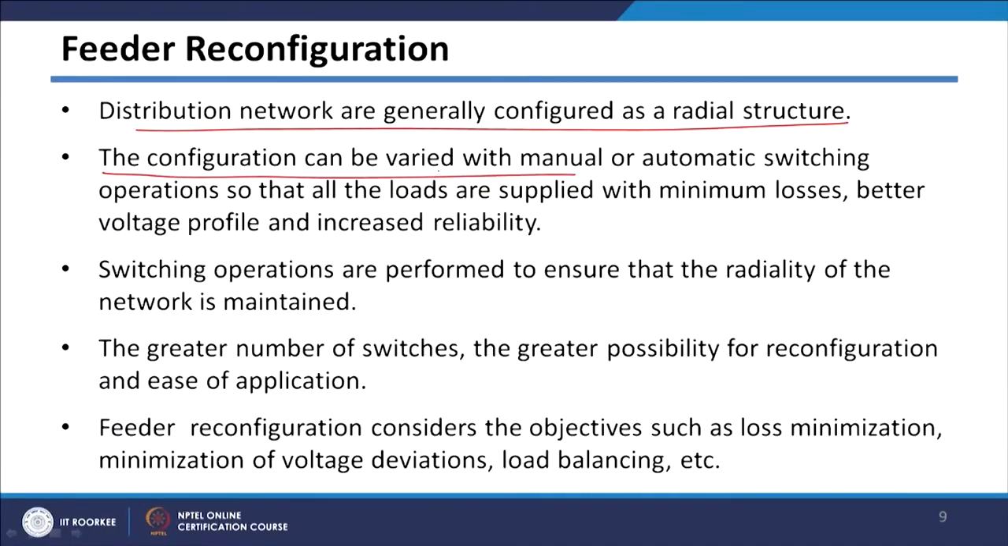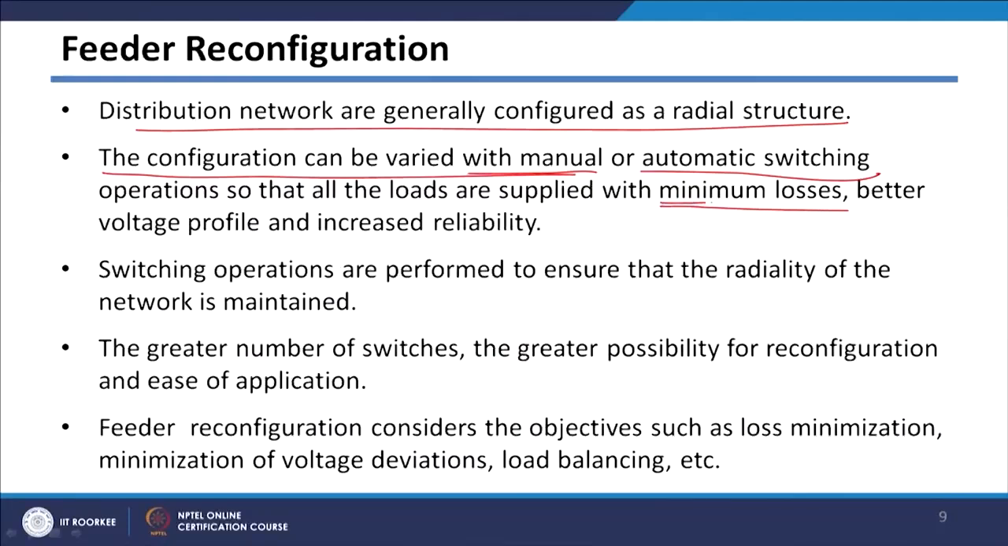So to find that minimum loss configuration, again it becomes your optimization problem. Here the configuration can be varied with manual or automatic switching. By switching some lines on or off, as well as tie lines, we can reconfigure the system, and it will be reconfigured such that the losses in the system will be minimum, the voltage profile will be better, and it will basically increase the reliability of the system.